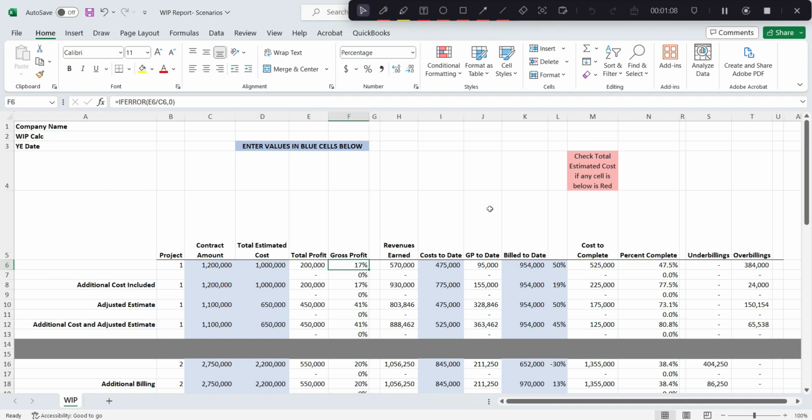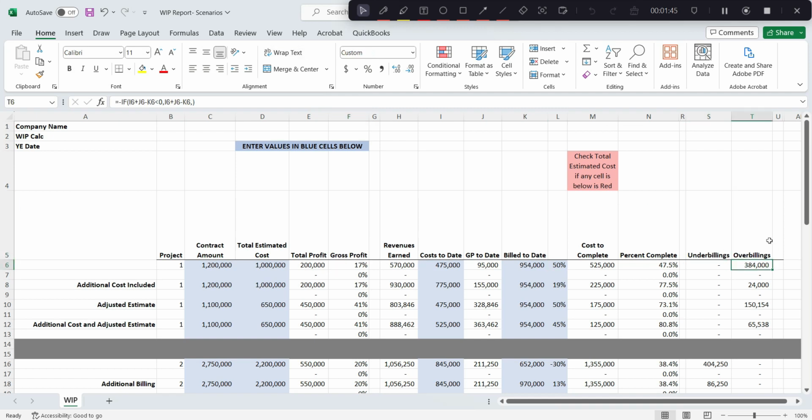Gross profit percentage, 17%. Okay, we get into the activity. We got cost to date of $475,000 and billings to date of $954,000. Based off of contract activity alone, that's 50% gross profit. That's a lot. And since we're recognizing, forget about WIP, just based off of billings and costs, we're recognizing 50% gross profit. That means we've got to trim that back down to match the expected amount, 17%.